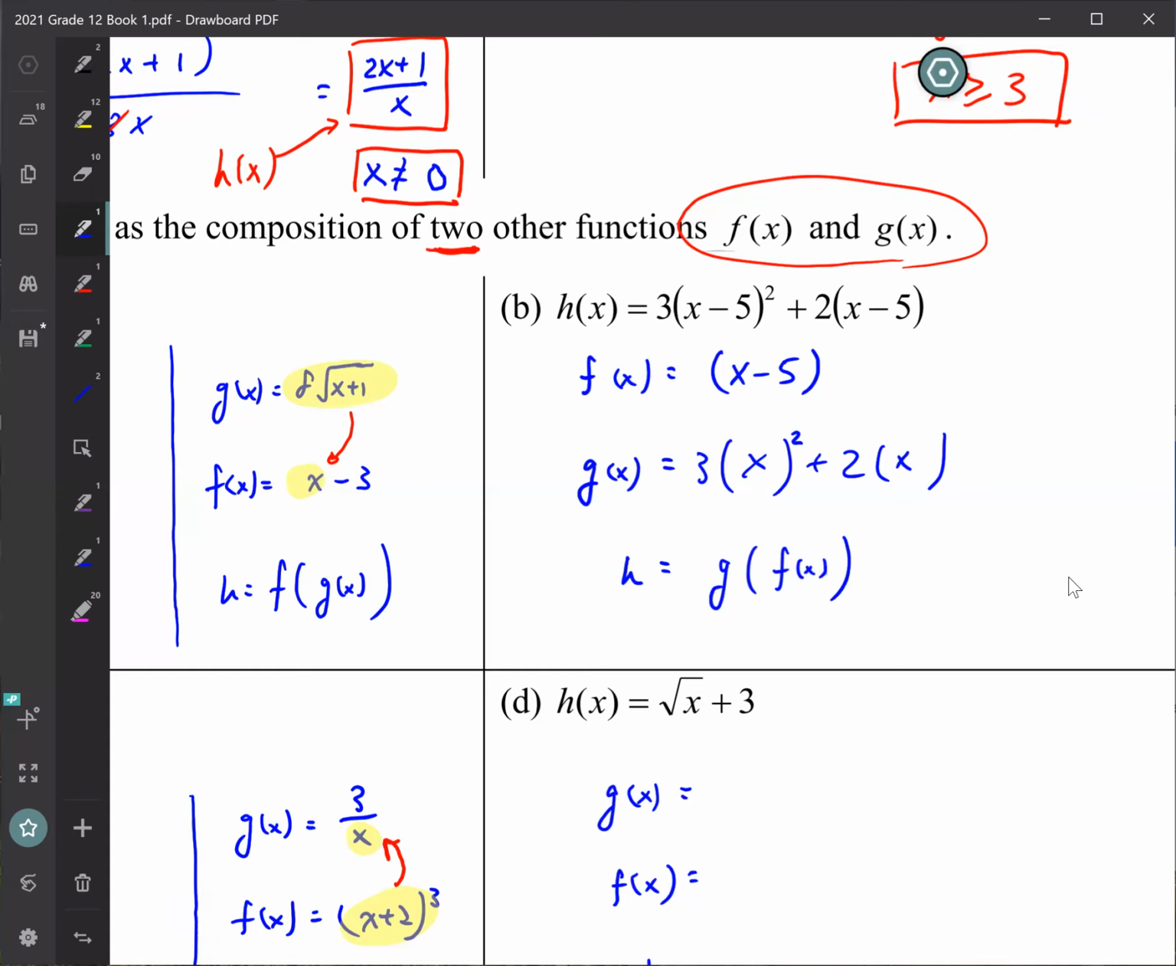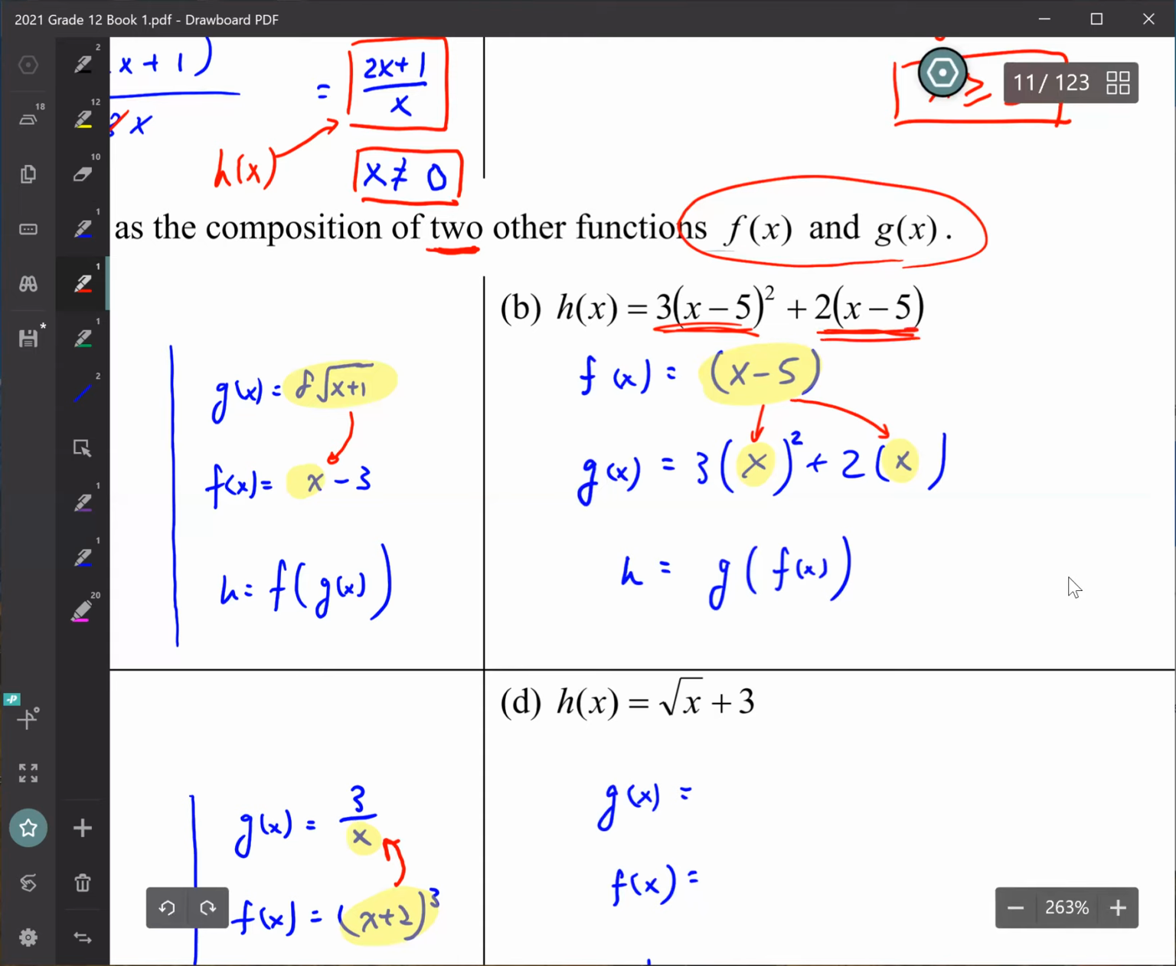Okay, so Jocelyn, let's try this again. Do you see the difference? Yeah. Okay, so instead of having the square on the x minus 5, we put a square on the x, we move the square. So now, if I plug it in here, put x minus 5 into the x, then you'll get x minus 5 squared. Then that matches the first part. And then you put it into the second part, that will be 2 times x minus 5, and that will match the second part. So now it matches the whole question.